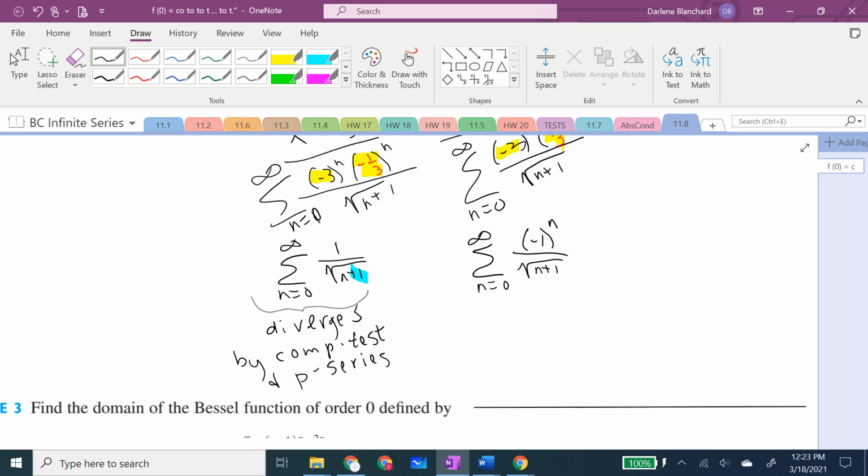It may or may not work for the direct comparison test, but it might be the limit comparison test that you need. Okay, for this one, what do you see for that? Yep. Uh-huh.